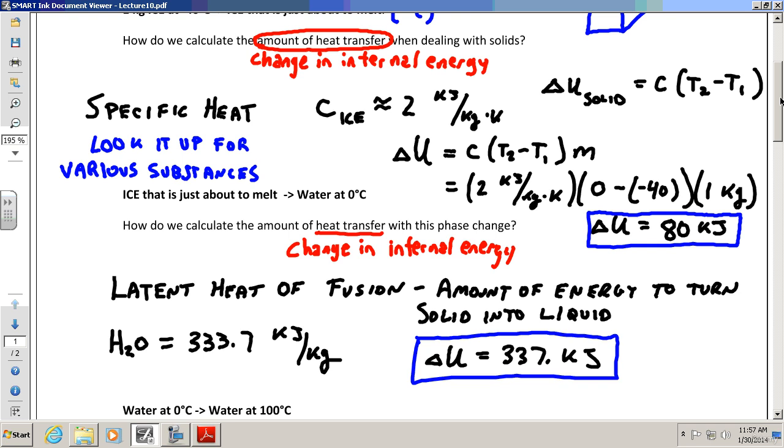Oops, 333.7, sorry. Which is just multiplied by the mass of 1 kilogram, so same thing. Okay? So as you can tell, it takes more energy to melt the ice than it does to change it from minus 40 to 0. It didn't take very much energy to warm it up, but to melt it, it took quite a bit more energy.